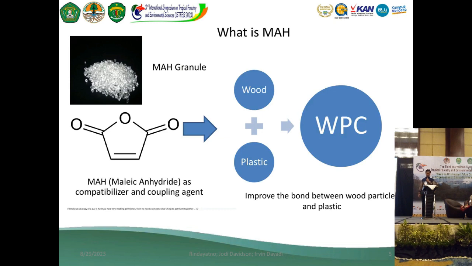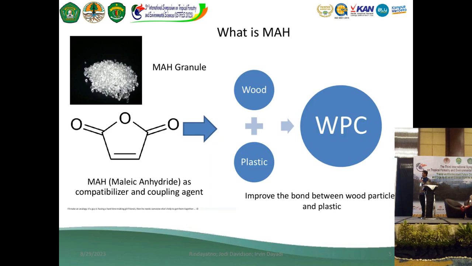The question is, what is maleic anhydride? Maleic anhydride, basically the form is granules, like sugar or rice. And then the chemical structure is shown in the picture, like that. MA acts as a compatibilizer and coupling agent, added to the mixture of wood and plastic, making into WPC board, and we hope MA will improve the bond between wood particles and plastic.